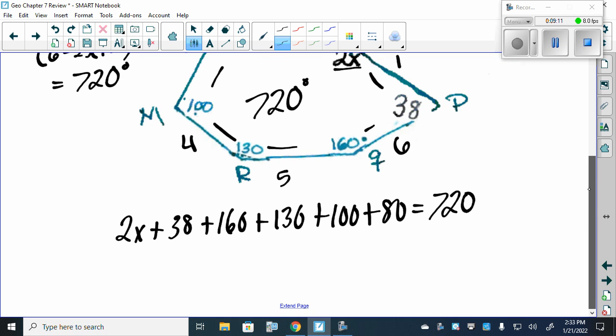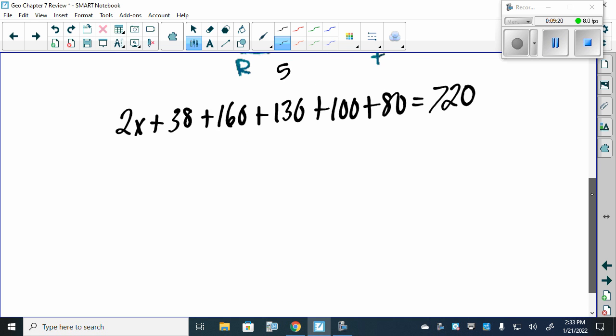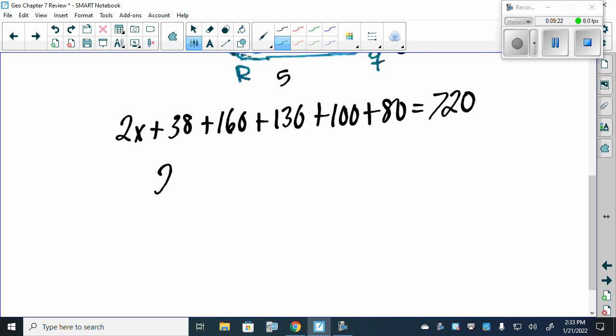And for most of these here, we do need to figure out what the sum of the interior angles is based off the number of sides. So add them all together and subtract from 720, and that'll give you your answer. So 38 plus 160, 130, 180, all add up to be 508.